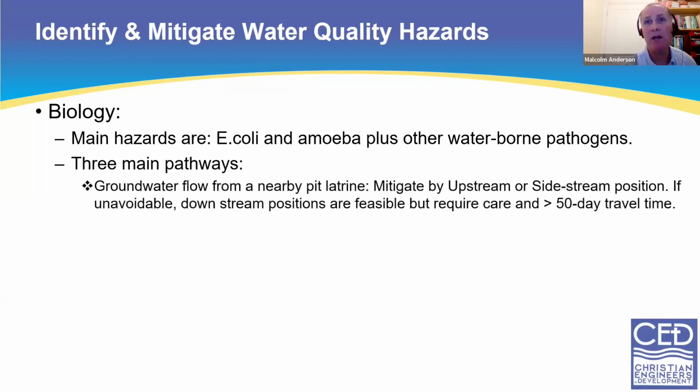And here are the 3 main pathways from a nearby pit latrine, and you mitigate that by being upstream or sidestream of the latrine, which requires you to know the direction of groundwater flow. And if you're downstream, you need to be at least a 50-day travel time, and ideally put a factor of safety of 2 on top of that.